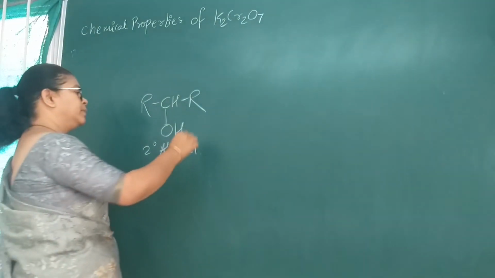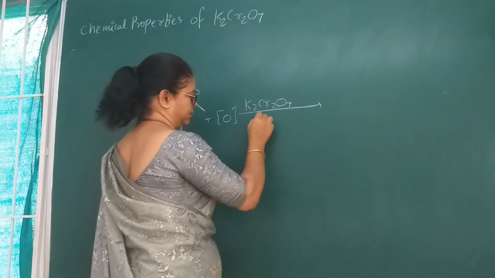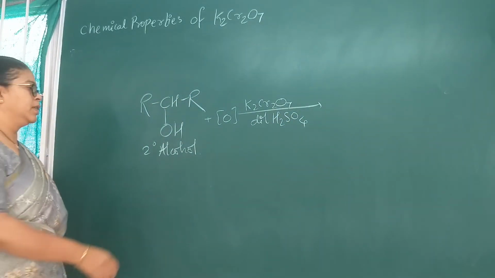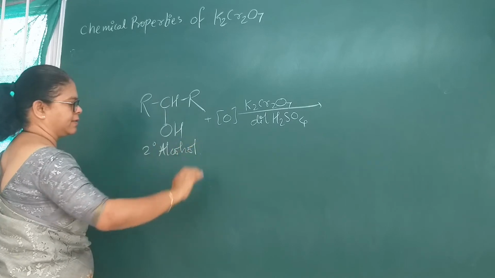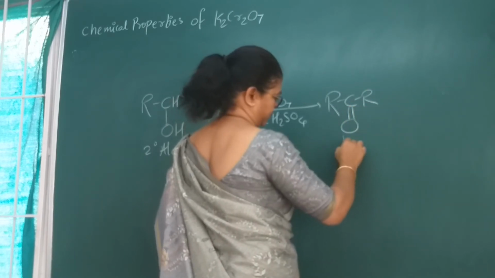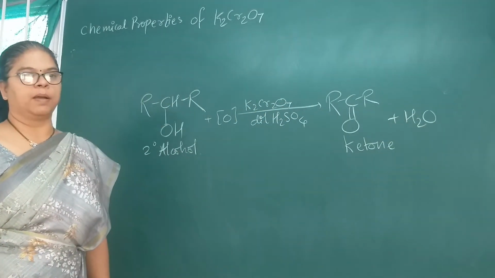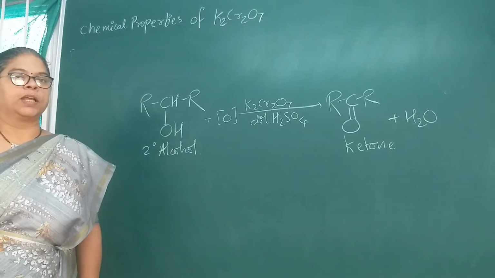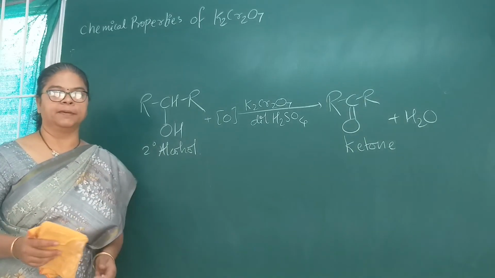When the secondary alcohol undergoes oxidation in presence of acidified dichromate, the bond between CH and OH breaks up. Loss of water will take place. Ketone will form along with water as a byproduct. So these are the chemical properties of potassium dichromate. Potassium dichromate, being a good oxidizing agent, can be used in a number of chemical reactions. ठीक है.